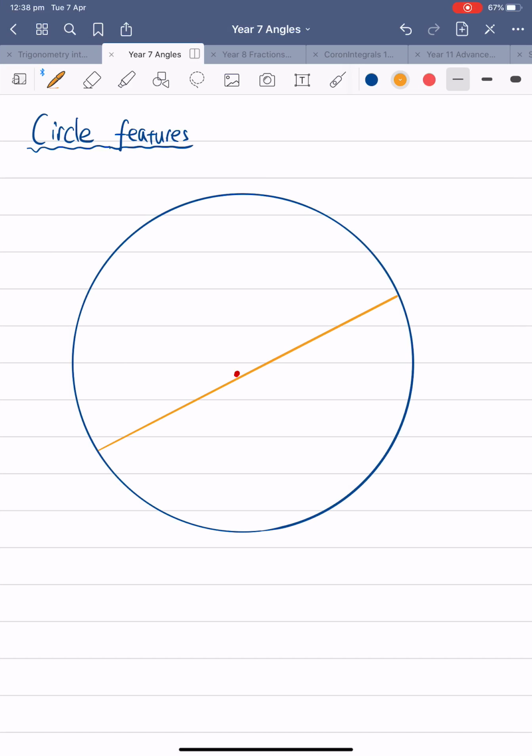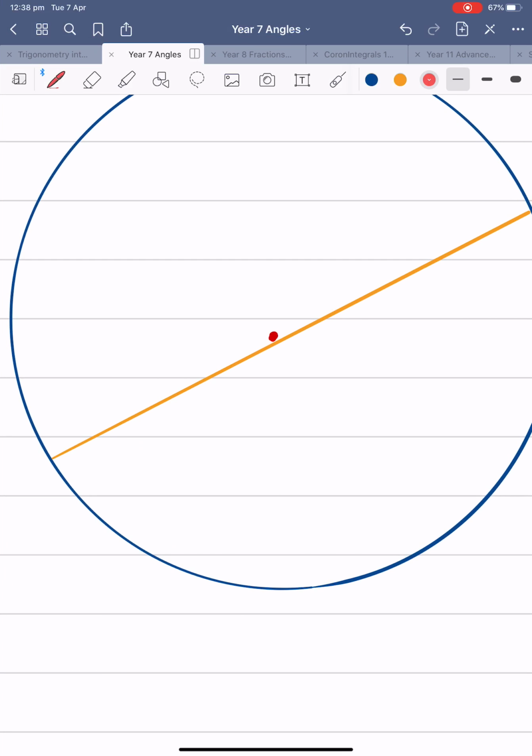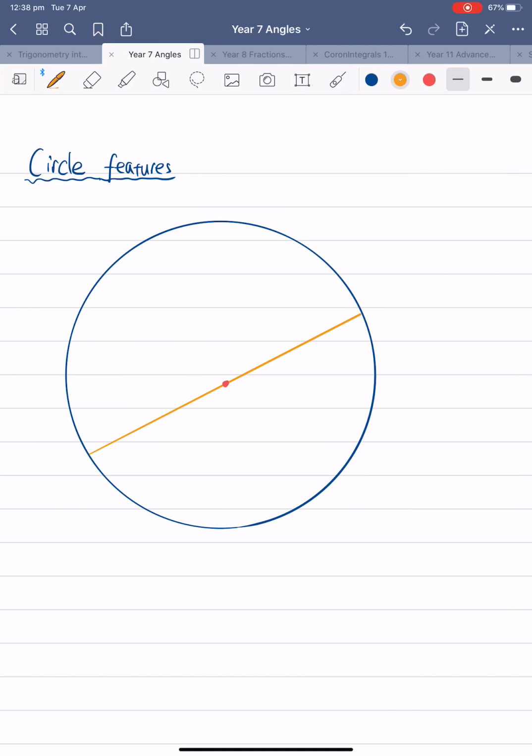And I have to apologize, this is not really the center right now. So let me just change that, okay? I'm going to put a little dot here. Alright, so we call a line that passes through the center of the circle the diameter.